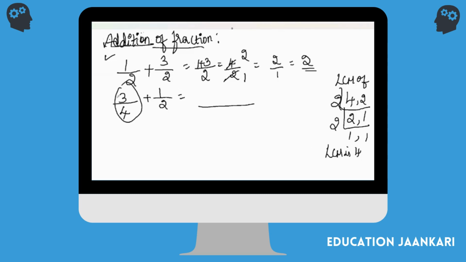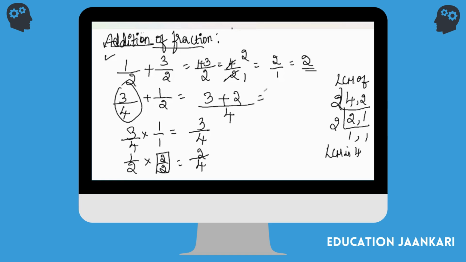So the first fraction, 3 by 4, already has the same denominator, so we'll multiply by 1. What will you multiply for the second one to make them like fractions so that the denominator is 4? We should multiply by the other's denominator, with 2, right? Yes, ma'am. So 2 ones are 2, and 2 into 2 is 4. So 3 plus 2 by 4. So it is how much? 5 by 4.